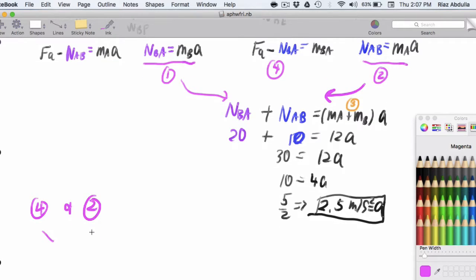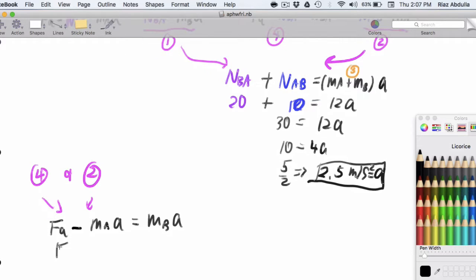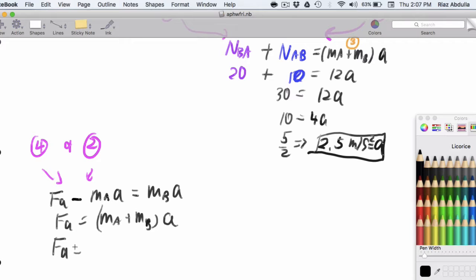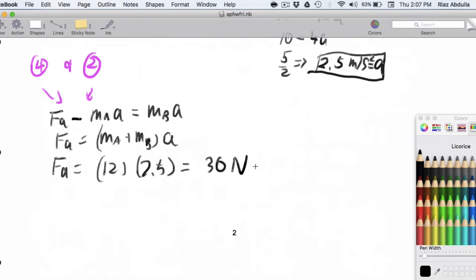So what I can say is FA minus MA times A equals MB times A. And I can say FA equals MA plus MB times A. FA is going to be 12 kilograms times 2.5, which ends up being 30 newtons worth of force. So that is problem number 2.